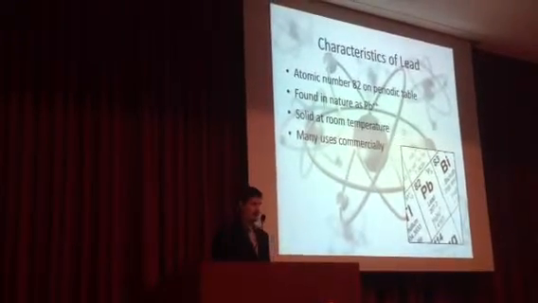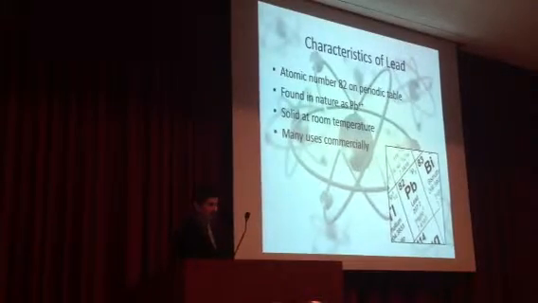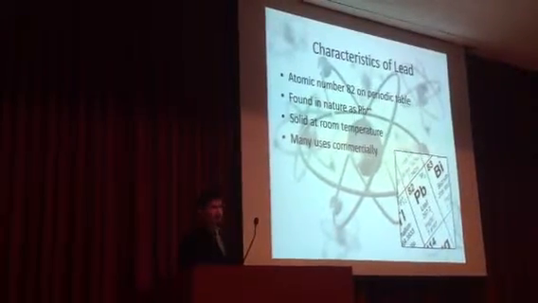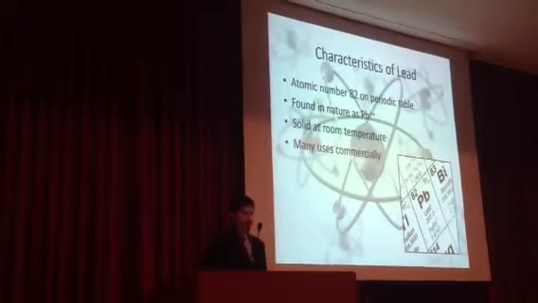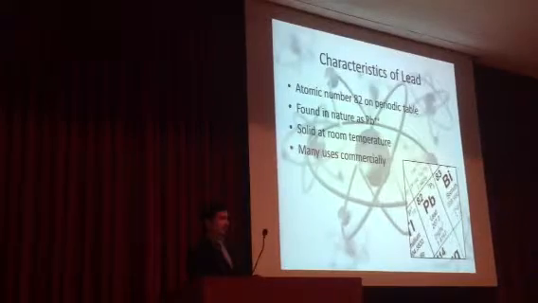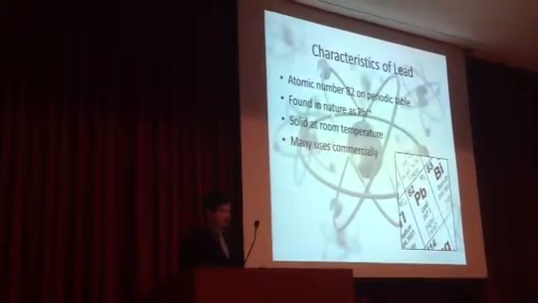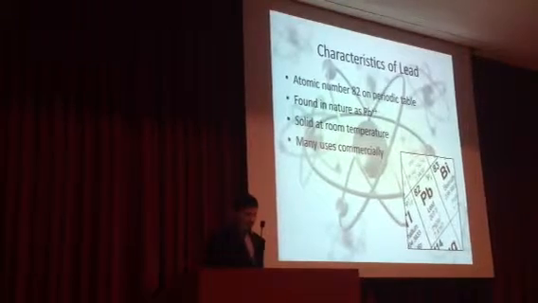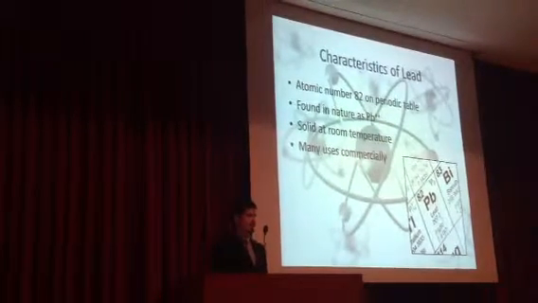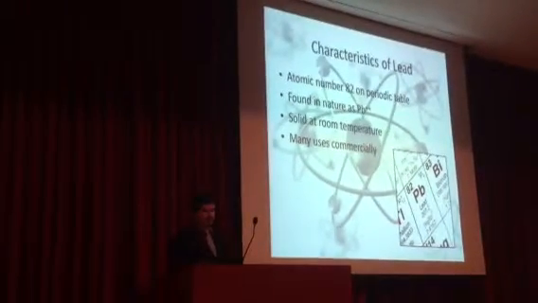So to start off with the characteristics of lead, lead is atomic number 82 on the periodic table. In nature, it's actually found as lead 2+. Its other oxidation state is 4+. The reason for the 2+ is just with the loss of the two electrons, it will actually make the S orbital a little bit more stable. It's solid at room temperature, which means when it's found in nature, you're going to find it as a solid metal. And it has various commercial uses.